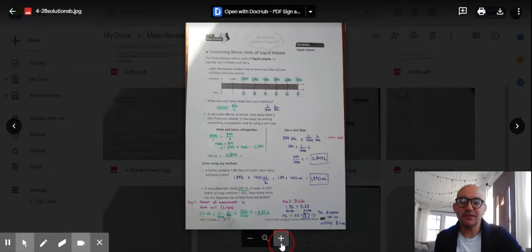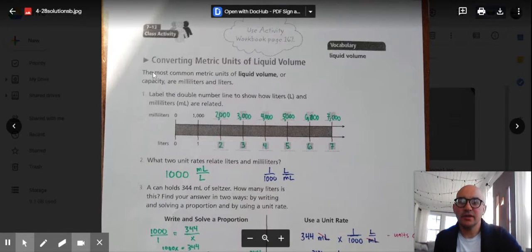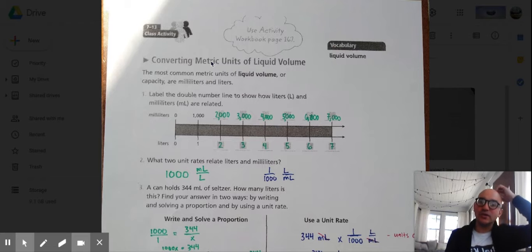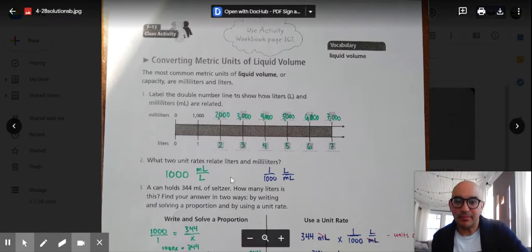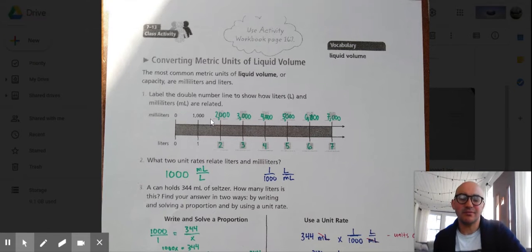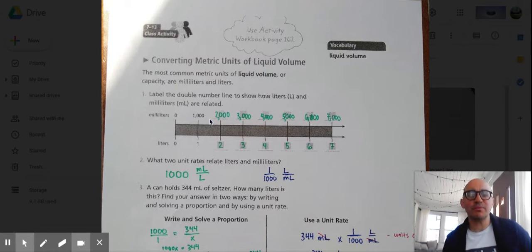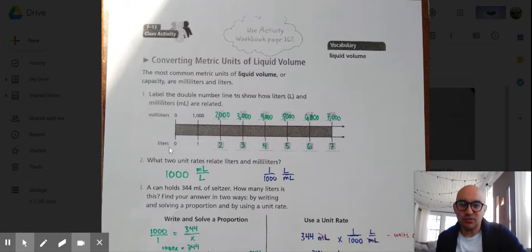This is going to be page 2 of 4 here, and the top of the page says 7-13 class activity. On this page, we're converting units to liquid volume, and we're using the metric system at the top of the page, which is nice because the metric system is multiplied by 10. And so converting back and forth, in this case between milliliters and liters, is pretty simple, not a whole ton of calculation here. So the first job for us was to take one of these double number lines and to fill in the missing values.